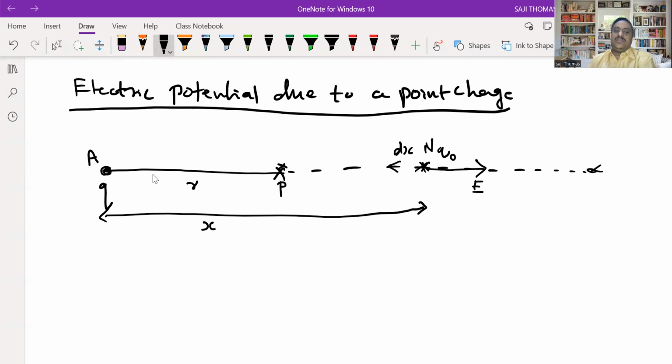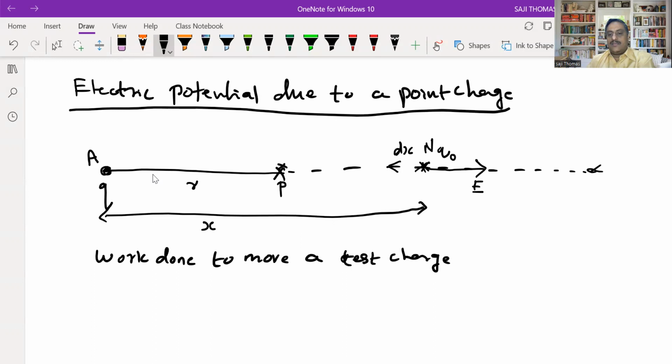Now I can find out the work done to move a test charge Q0 through a small distance dx.